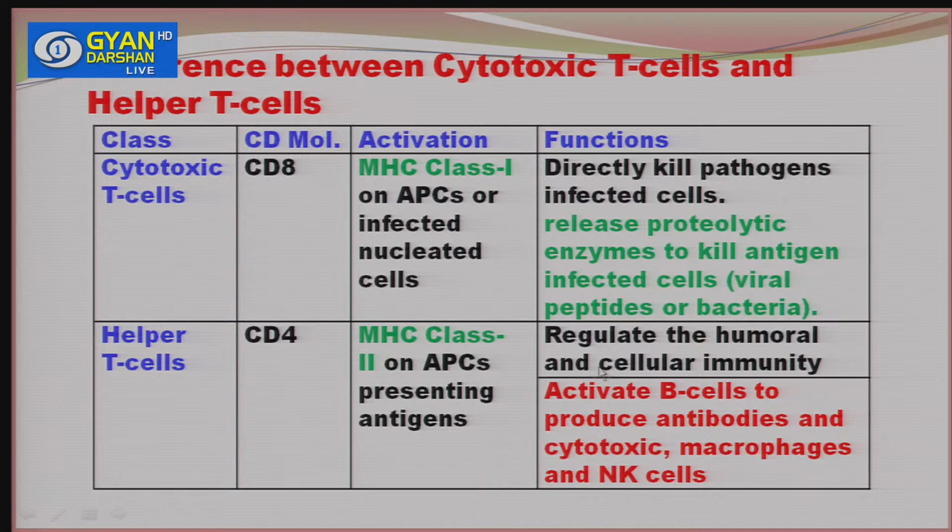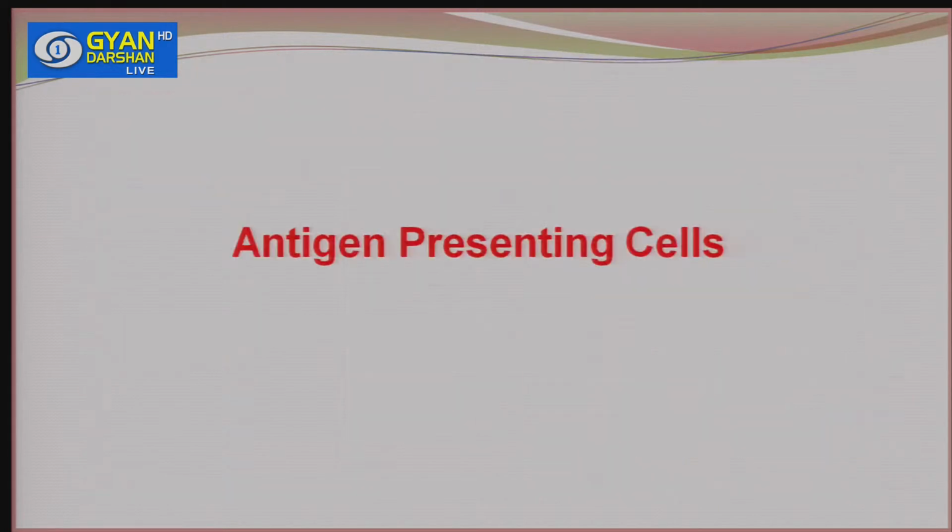The T helper cells are able to regulate humoral and cellular immunity, and activated B cells produce antibodies, and cytotoxic T cells, macrophages and NK cells are also involved. So this is the difference between the cytotoxic T cells and helper T cells.